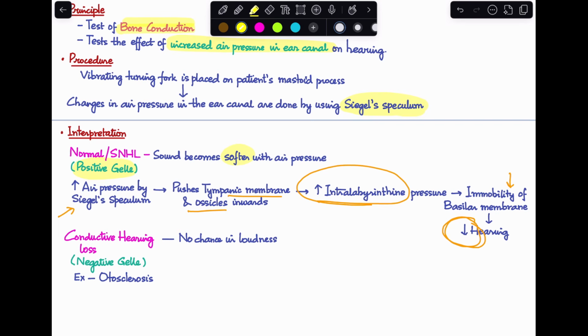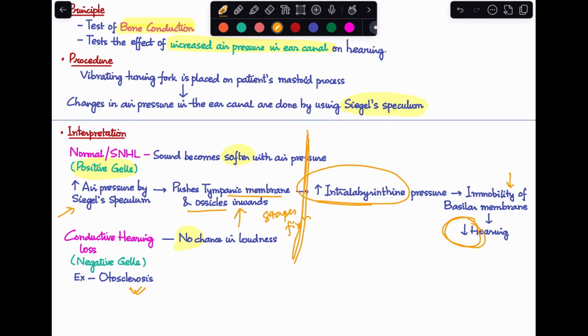Negative Gelle's test is seen in conductive hearing loss, where no change in loudness will be appreciated. Why is this seen? The mechanism involves pushing the tympanic membrane and ossicles inwards. Now, in a conductive hearing loss, especially in cases of otosclerosis, when there is stapes fixation, this pathway stops right over here. If this pathway is not able to go forward, you're not going to appreciate a change in loudness. Therefore, conductive hearing loss will be negative Gelle, and you will see no change in loudness.